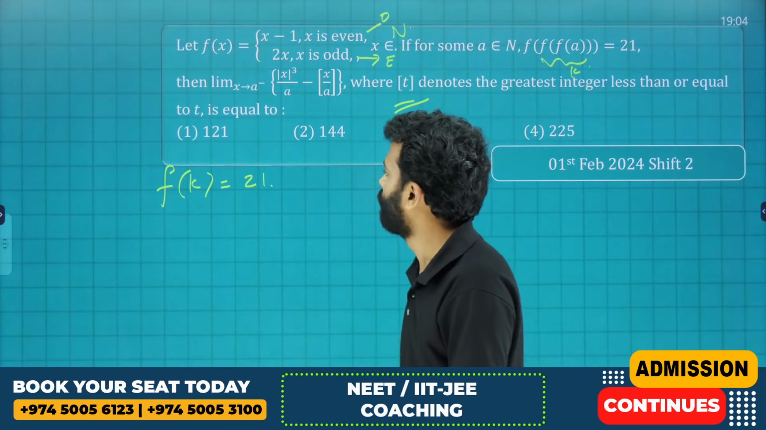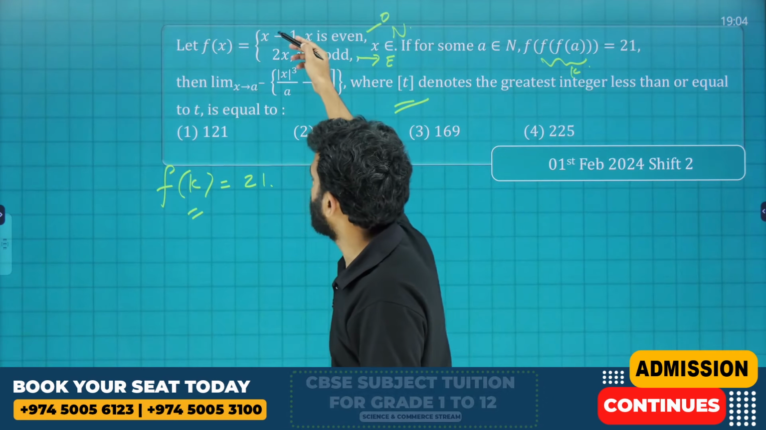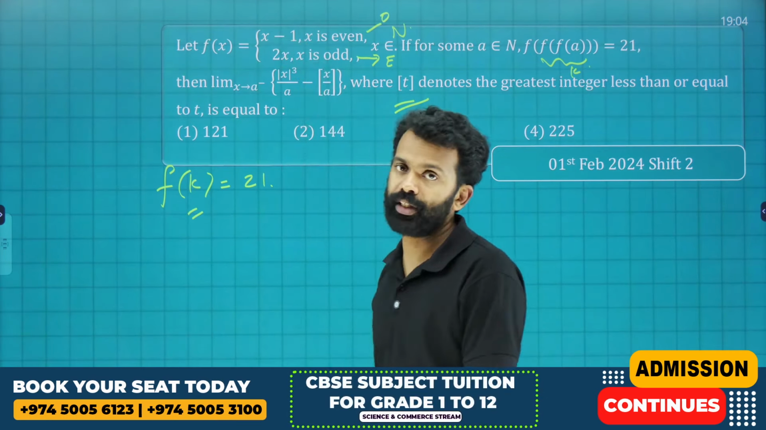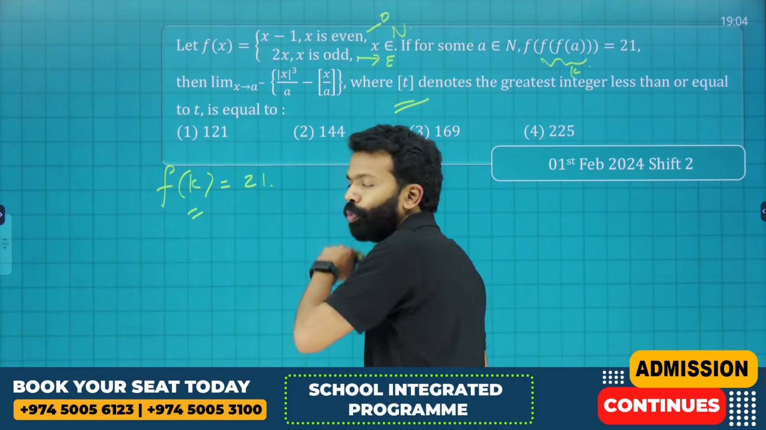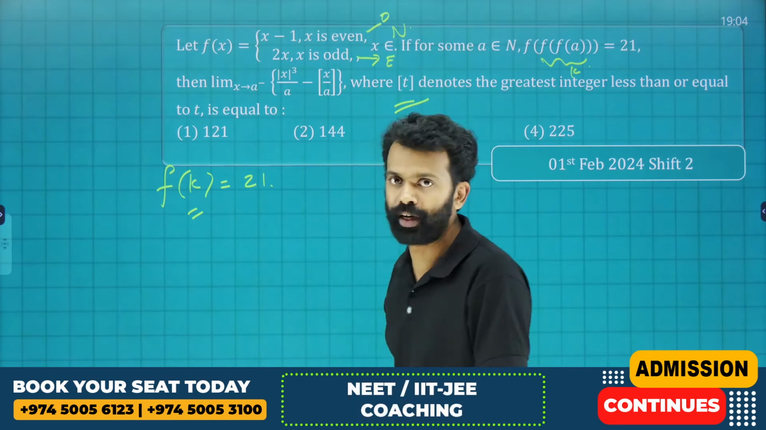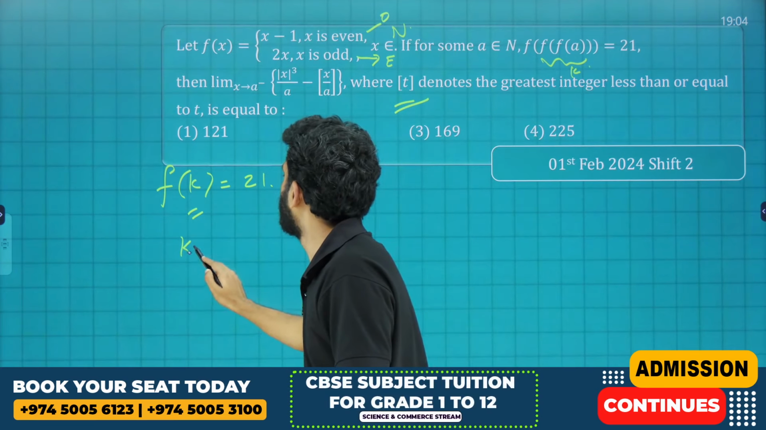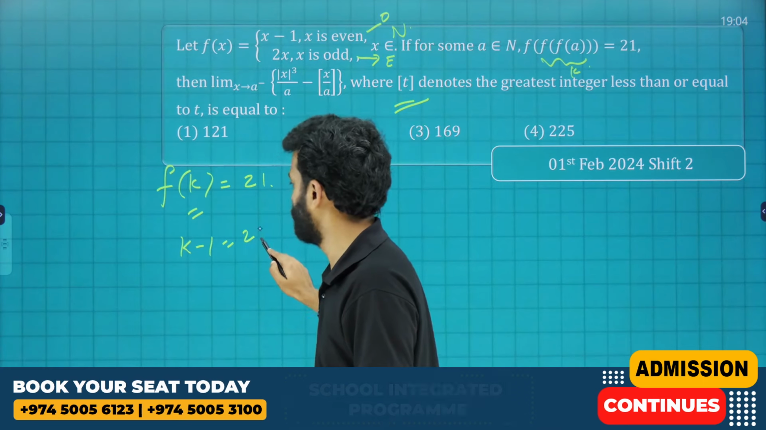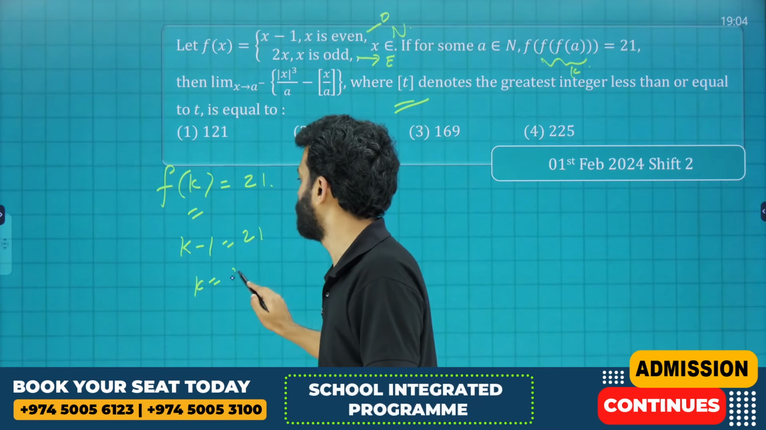Therefore, which nature is f of x exhibiting here, x minus 1 or 2x? See, f of k is equal to 21. The output is an odd number. If the output is an odd number, it should exhibit this character, right? Therefore, f of k is equal to k minus 1. That is k minus 1, and f of k is equal to 21.